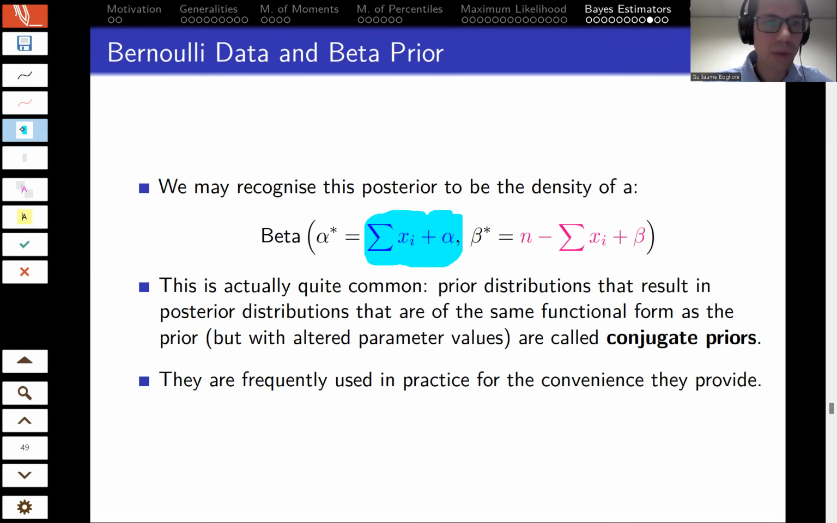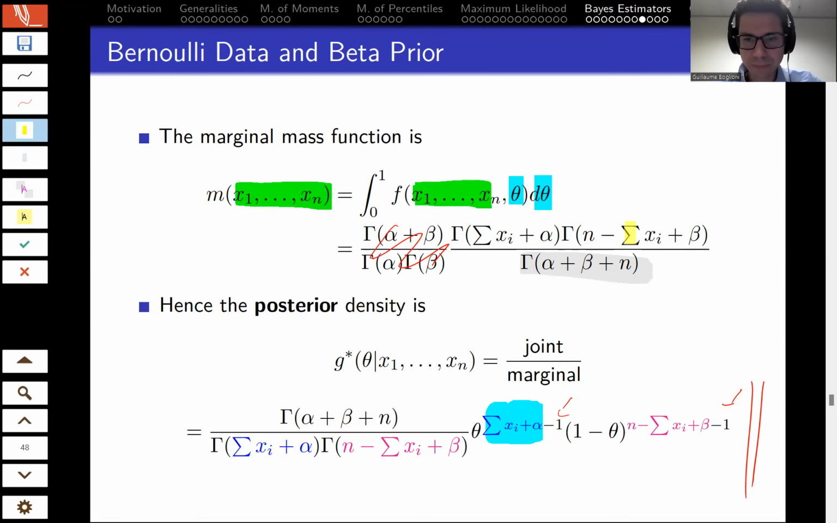And same thing, when we have an updated beta, let's call it beta star, which is a function of the observed data and the old beta.